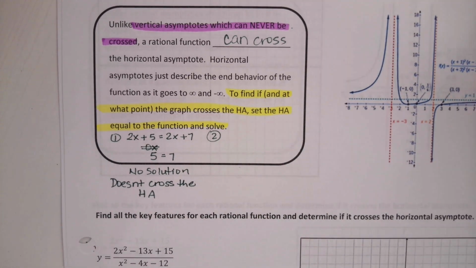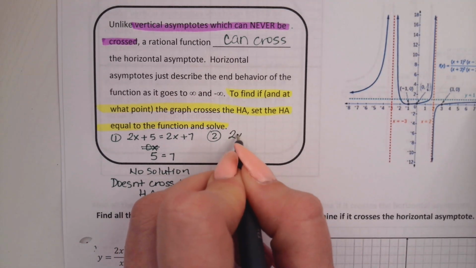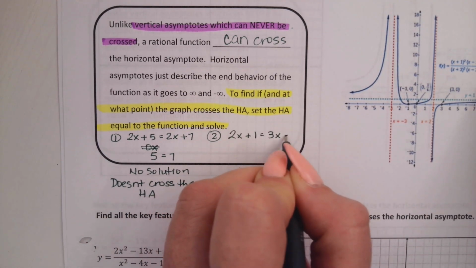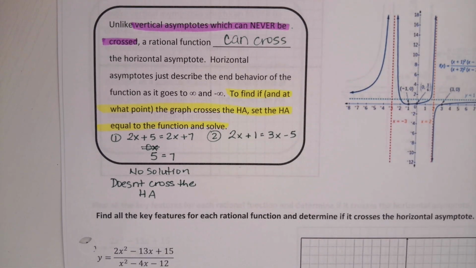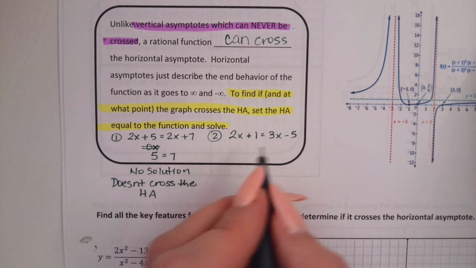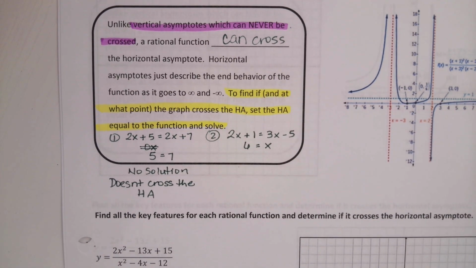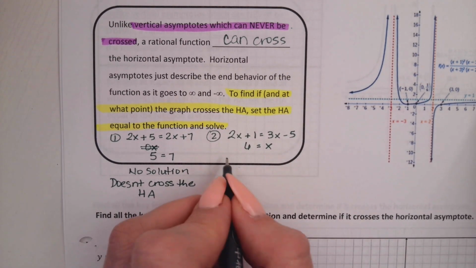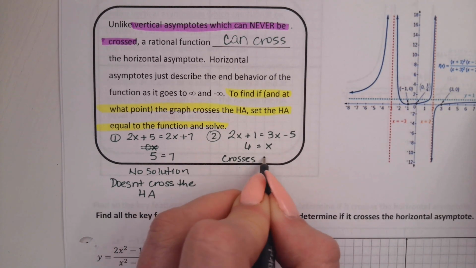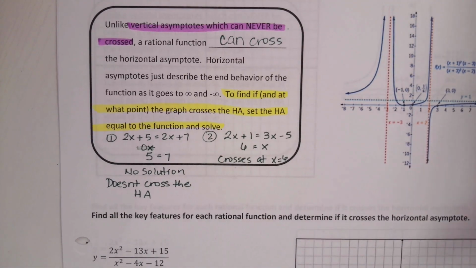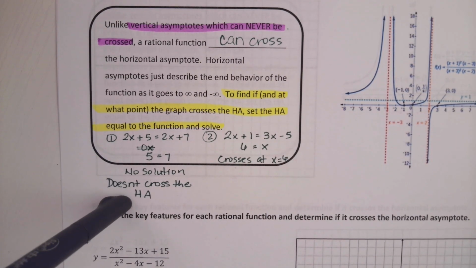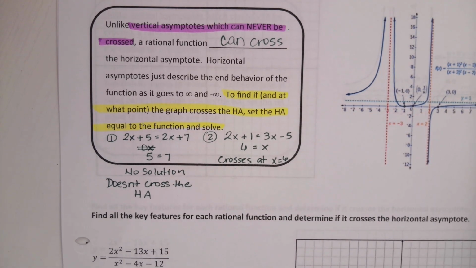But if you're solving your little equation and you get something like 2x plus 1 equals 3x minus 5, this one would have a solution. You would get 6 equals x. So that means it would cross at 6. If you get an answer, that's where it crosses. If you get no solution, it doesn't cross. So those are the two possibilities whenever you set up your problem to see if it crosses that horizontal or end behavior asymptote: either no solution, which means it doesn't cross, or an actual answer, which tells you where it crosses.